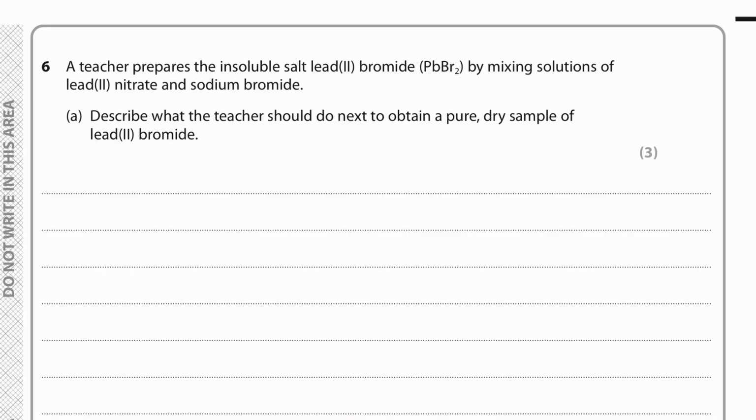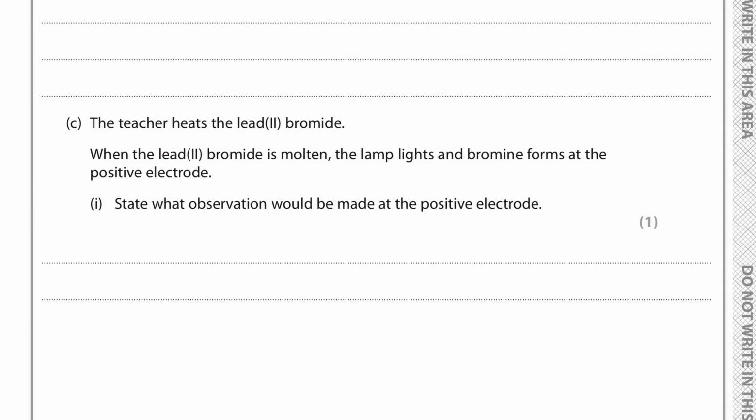A teacher prepares the insoluble salt lead-2 bromide, PbBr2, by mixing solutions of lead-2 nitrate and sodium bromide. I'm gonna skip parts A and B as they're not redox related, and we'll go to part C. The teacher heats the lead-2 bromide. When the lead-2 bromide is molten, the lamp lights and bromine forms at the positive electrode. Part 1. State what observation would be made at the positive electrode.